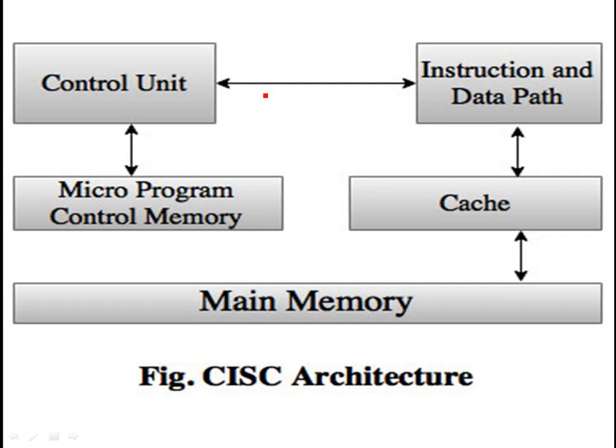Now next thing, what is the architecture of CISC? So here you can see in the CISC we have a control unit, we have instruction data path, a cache memory and microprogram memory, and we are getting all of that into the main memory. So all the task is performed by the main memory in the CISC architecture.